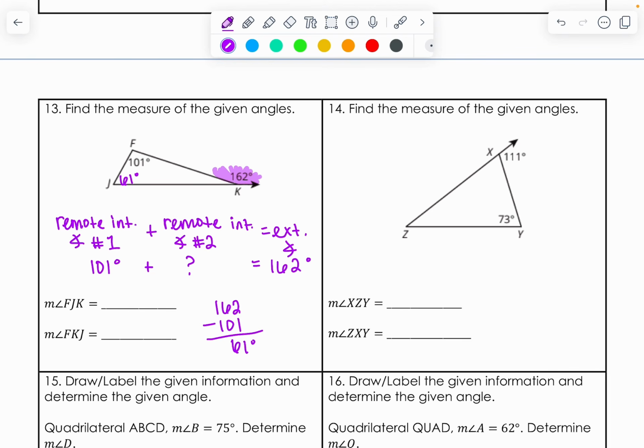So this is 61 degrees, and that would be FJK. And then FKJ, which is over here, should be the supplement of 162 because they are on the same line. So since the line is 180, we can just subtract from 180. All right, so there you go. FKJ is 18 degrees. Go ahead and try number 14.